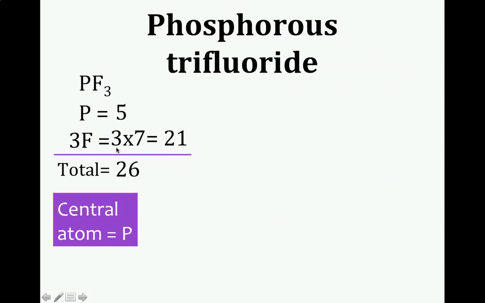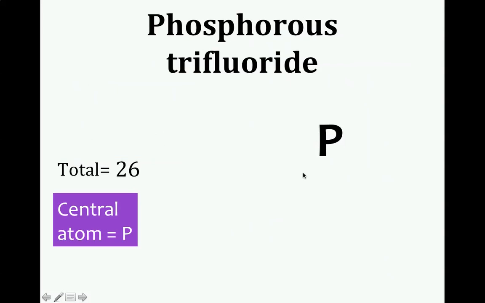Each of these fluorines only need 1 more to get to 8. So phosphorus needs 3 more to get to 8, fluorine needs 1 more to get to 8, and my other way of looking at it is that there's only 1 phosphorus, there's 3 fluorines, so I put the one that I have least atoms of in the middle. So I'm going to put my phosphorus here. I just cleared off the stuff on the left side there to save some space.